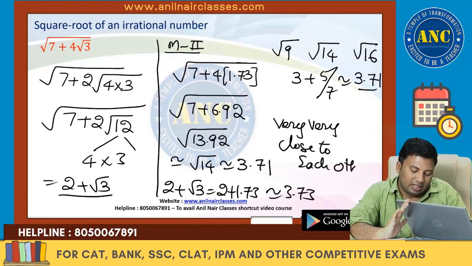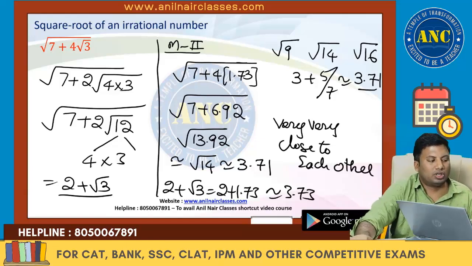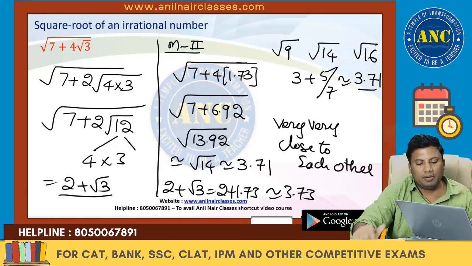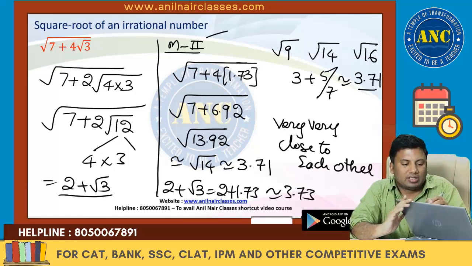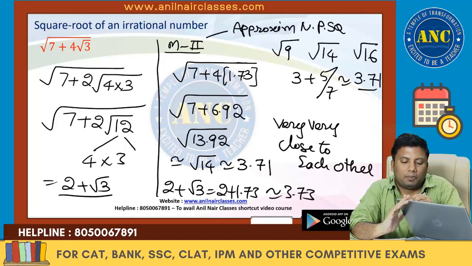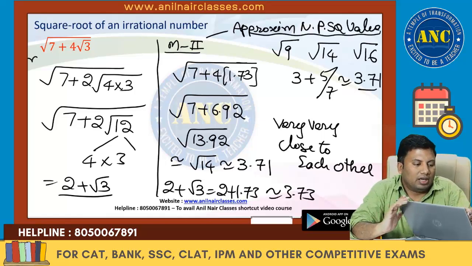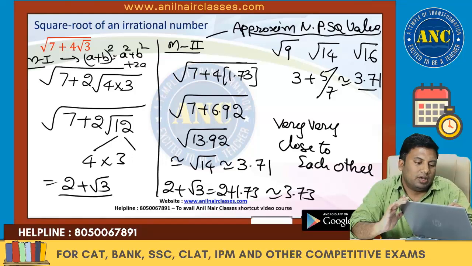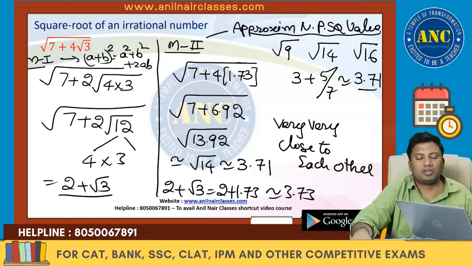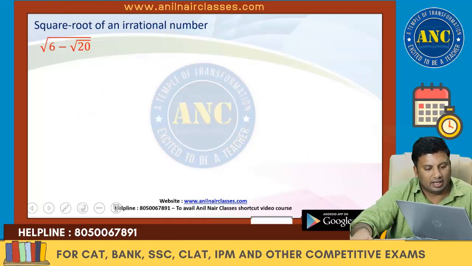Especially in finding the cube root and fourth root, this concept is extremely important. Method 2 is approximating the non-perfect square value. Method 1 is using a plus b whole square is a square plus b square plus 2ab. I hope the idea is clear.